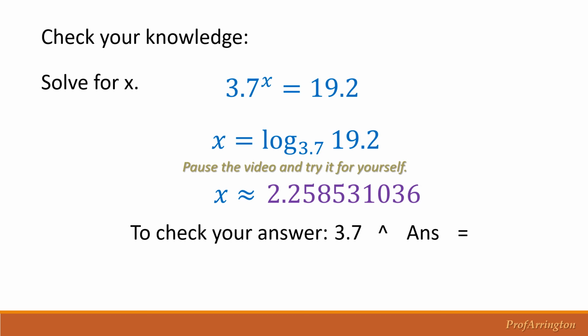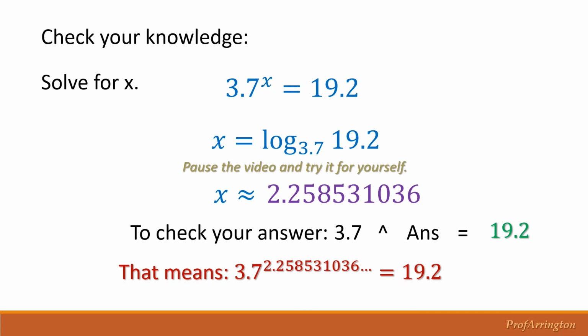And if you got the correct answer for x, you should see the same answer that was in the original problem, here in this case, 19.2. So what that means is 3.7 raised to the 2.258 and so on is equal to 19.2, and that would be your answer.